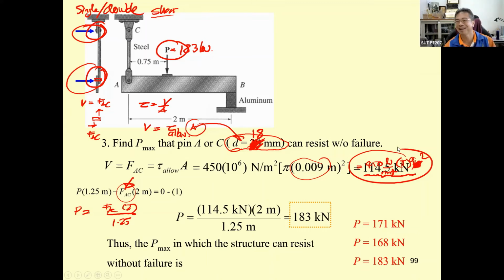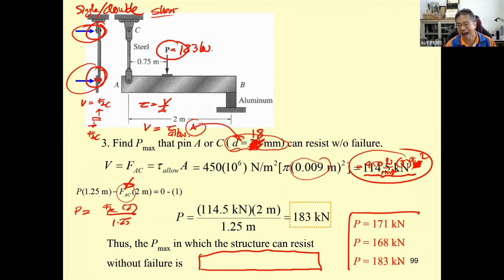Which one is going to be the answer? The P max, which the structure can resist without failure, is going to be which value? You may compute this one, you get the total of these answers, and the total score of this is 8. But the last one is another 2 points. It's very important. Which one?